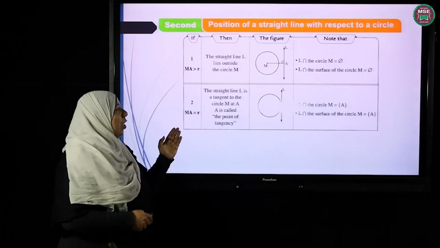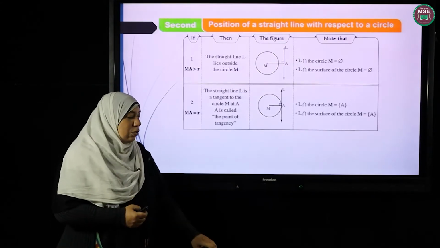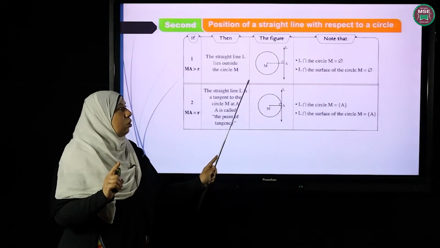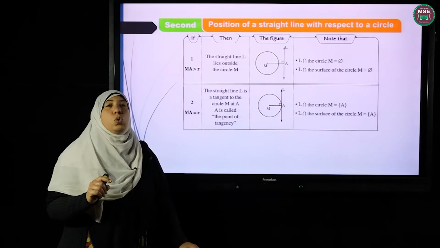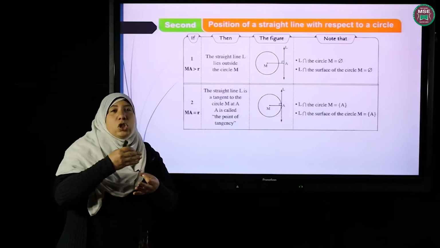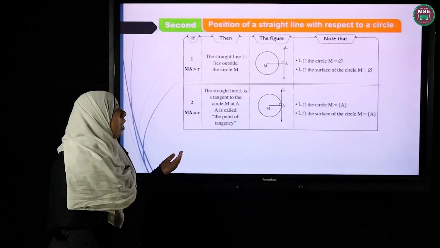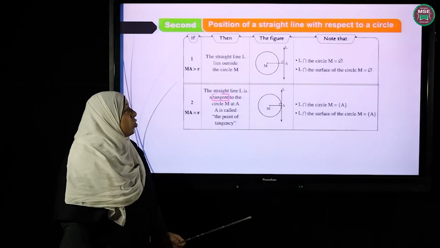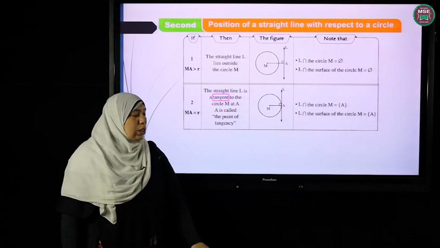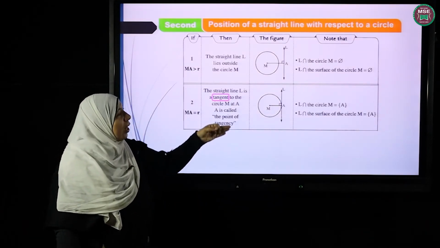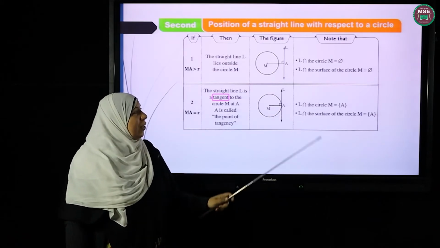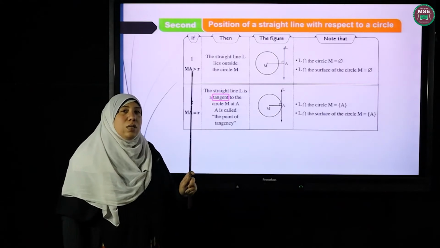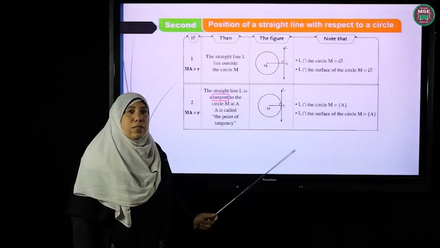Number 2, if MA equals R, the perpendicular distance from the center to the line is equal to R. So this line touches the circle. This line is called a tangent. The tangent of the circle is the line which touches the circle at one point. So I will write here L intersect the circle at the point A. It's one point. It only touches the circle.